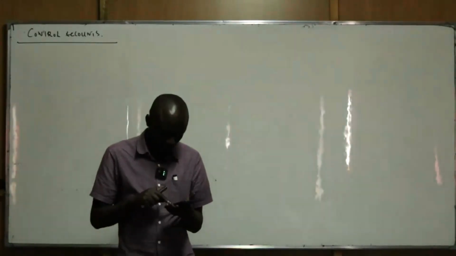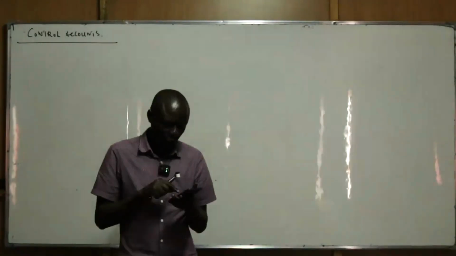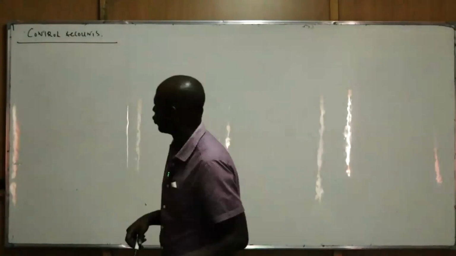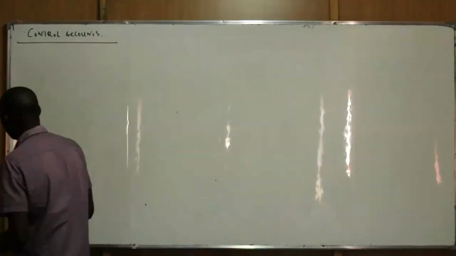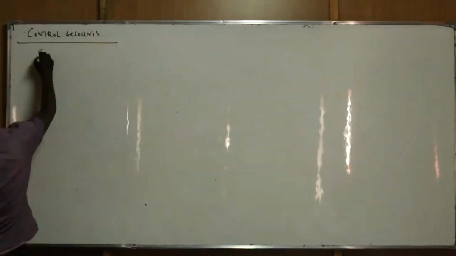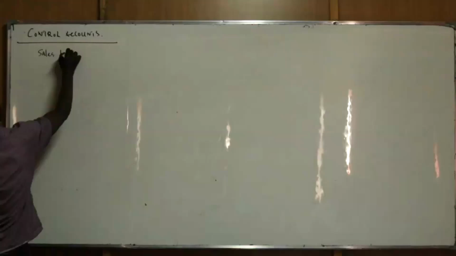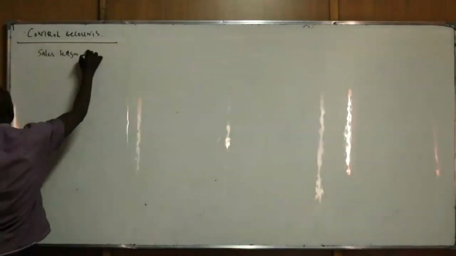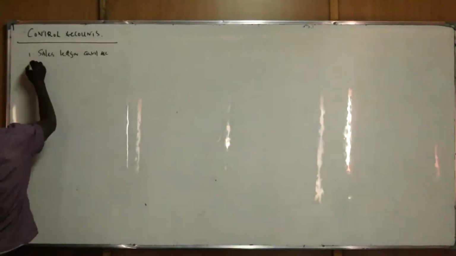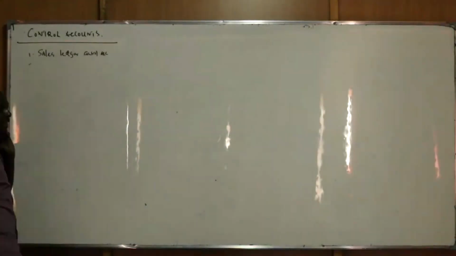Now we have a control account. So we need to understand what we mean by a control account. We have two kinds of control account. We have the sales ledger control account, sometimes we call it the debtors ledger control account. Then we have the purchases ledger control account. So what is a control account?